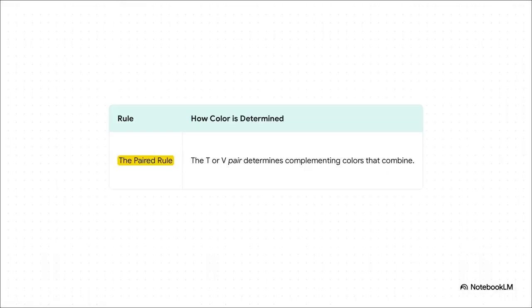And here it is, the twist. For flavored Rishons, the color is decided by the paired rule. This is the total opposite of prime Rishons. That single, unpaired member, we now ignore it for color. Instead, it's the two paired images that work together, combining their complementing colors to set the final color for the whole shebang.